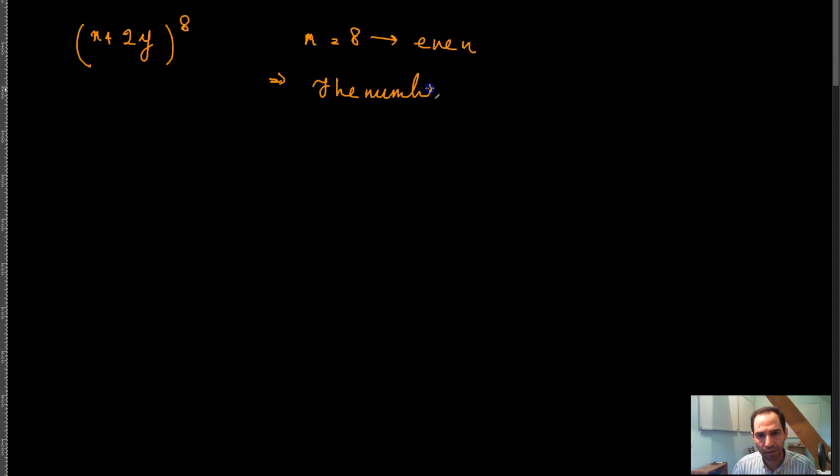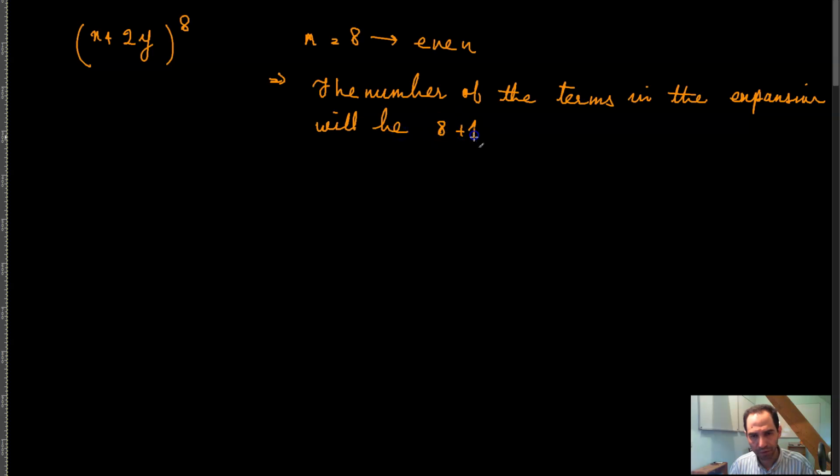Now using the formula that we just found, for example, you can say that in the expansion x plus 2y, raised to the power 8, you can see that over here n is equal to 8, which is an even number, which implies that the number of terms in the expansion will be 8 plus 1, which is equal to 9, which is an odd number.